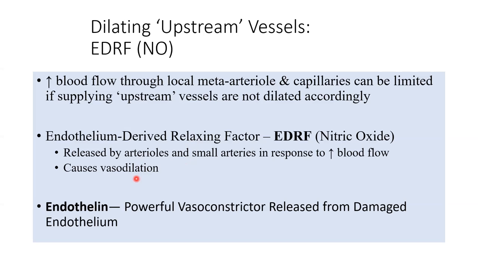It causes vasodilation and so more blood is supplied to the tissue. Okay, then opposite to that, there is endothelin. Endothelin is the opposite, the stepbrother, if you want to say that, to EDRF. It causes vasoconstriction. This is formed when the endothelium is damaged, and this controls blood flow. It decreases blood flow, so you may not have too much bleeding or blood loss. Okay, so this is a regulatory mechanism.